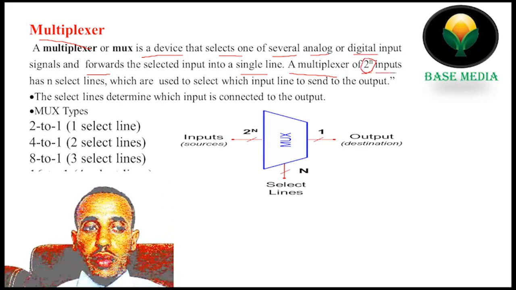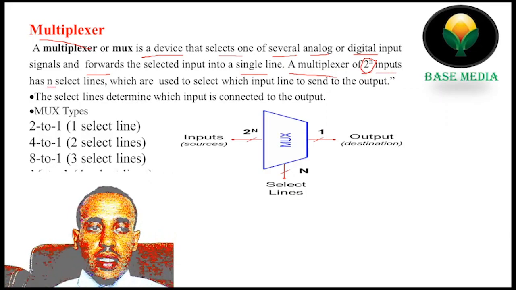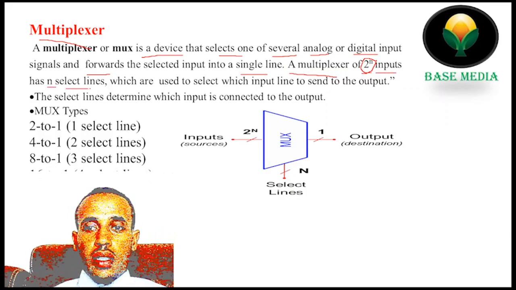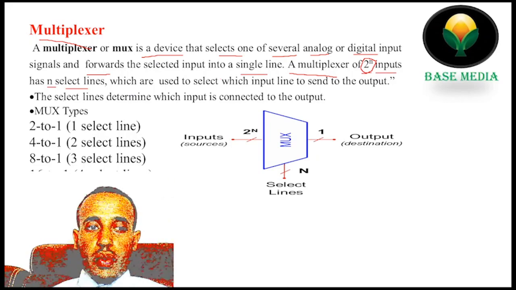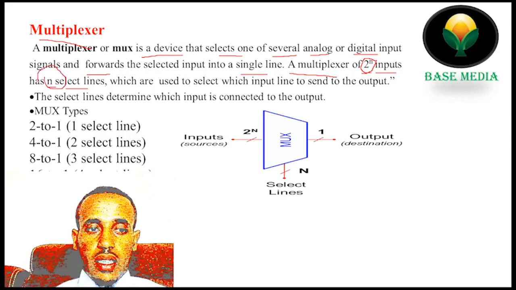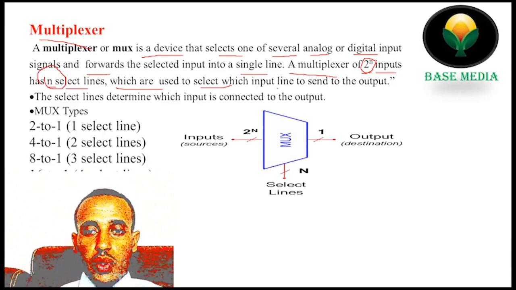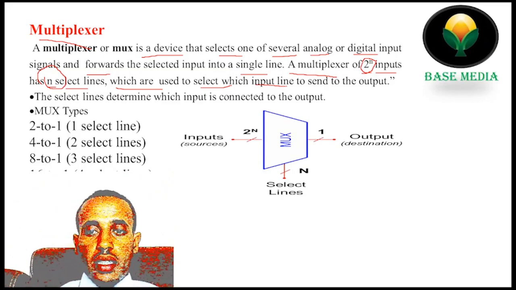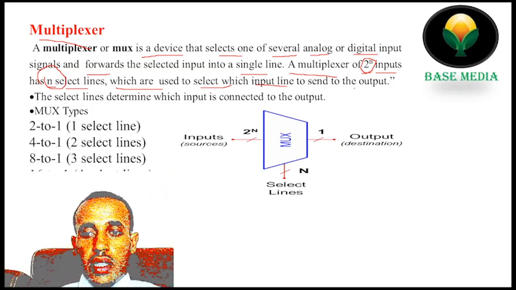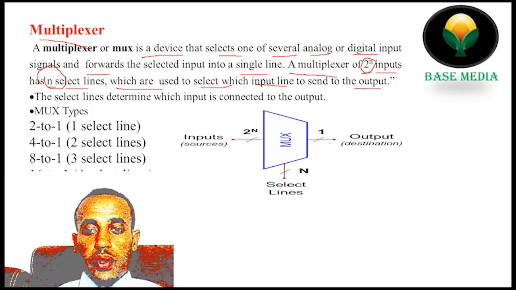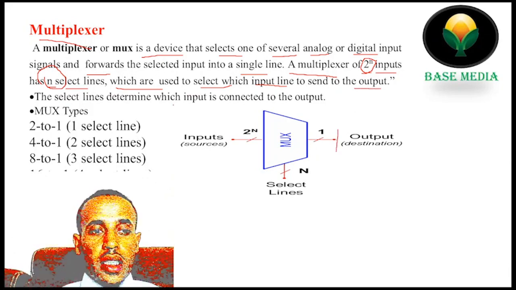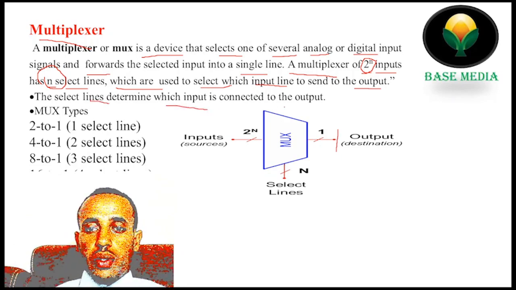So a multiplexer of 2 to the power of n inputs has n selected lines. So if we have 2 to the power of n inputs and n selected lines, which are used to select the input line, the multiplexer selects the input line to send into the output. So the output must be one line. So the selected line determines which input is connected to the output.